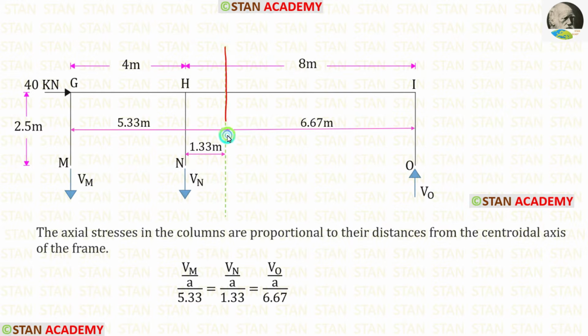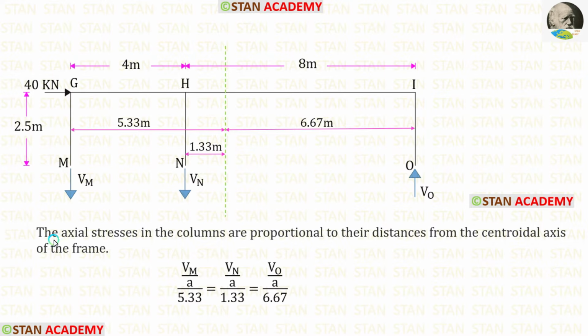On the left side of center of gravity, the forces will be in tension. On the right side, the force will be in compression. So, on the left side of center of gravity, the forces Vm and Vn will be acting downwards. On the right side, we have Vo. It will be acting upwards.